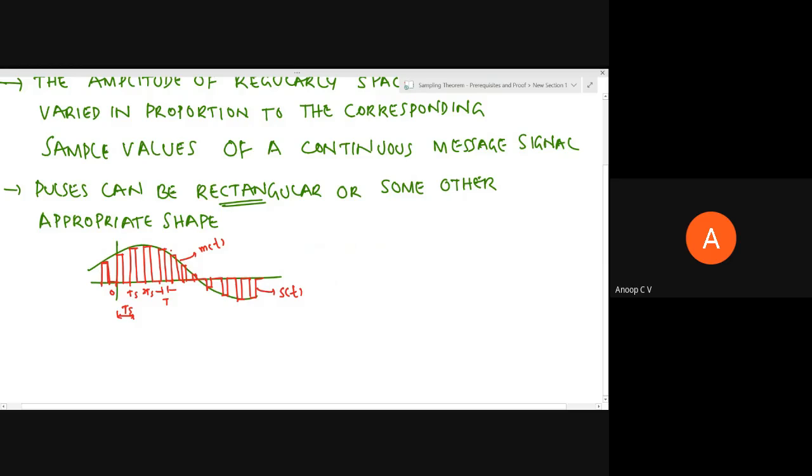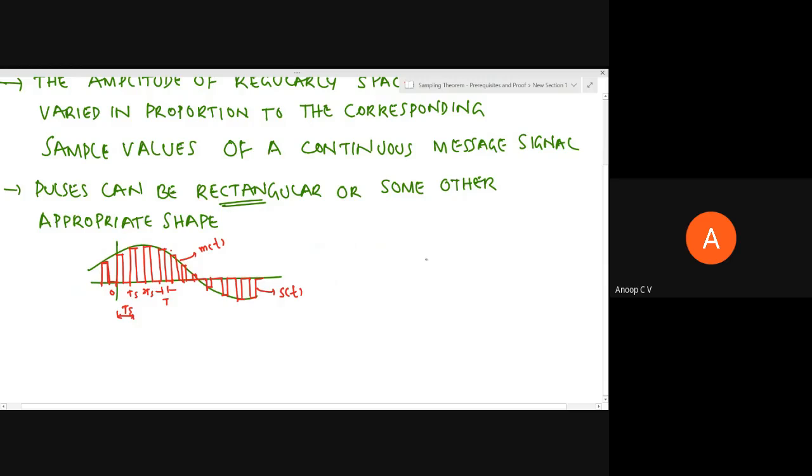The amplitude of regularly spaced pulse trains is varied in proportion to the corresponding sample values of a continuous message signal. So you have to differentiate this from the natural sampling process. Natural sampling is actually the easiest way of obtaining rectangular windowed samples of the message signal.